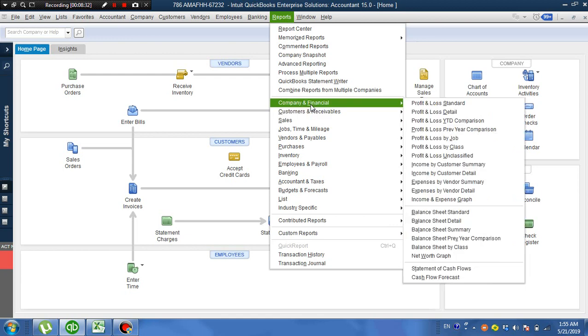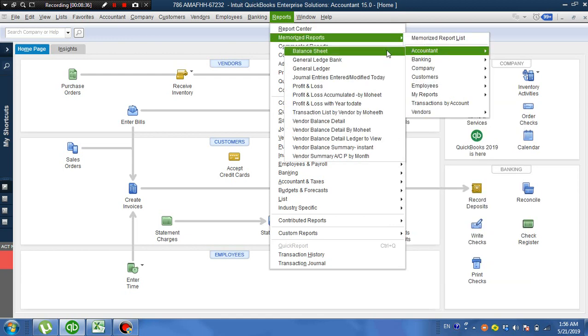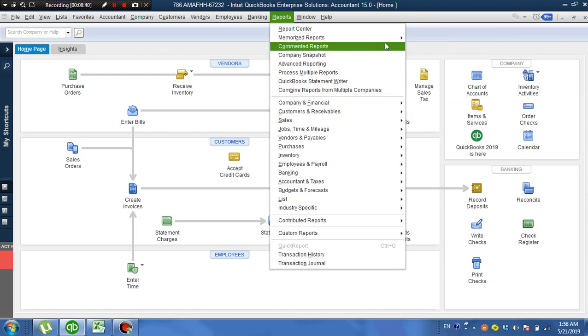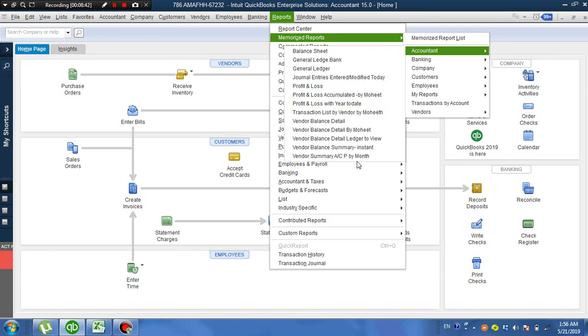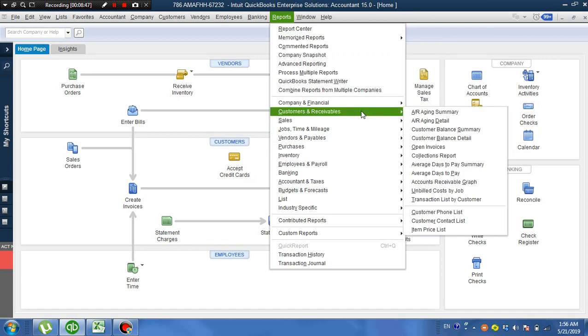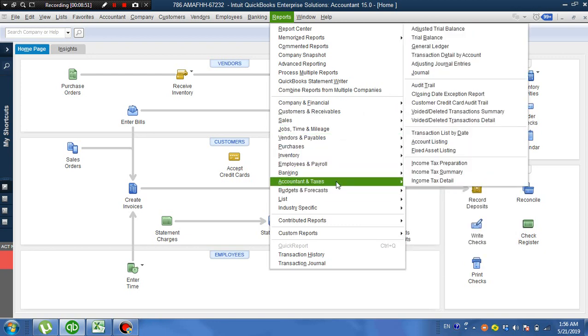In the balance sheet section, here is the shortcut given to the balance sheet. These are the memorized reports. In the report section, when we discuss reports, then we will finally see these reports, and we will also discuss how we can make and customize our own reports. And here in Accountant and Taxes, we can see the adjusted trial balance.